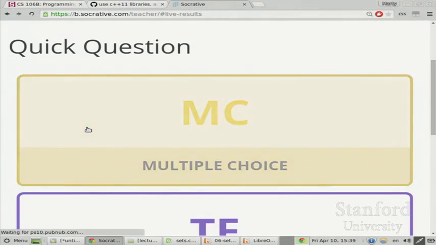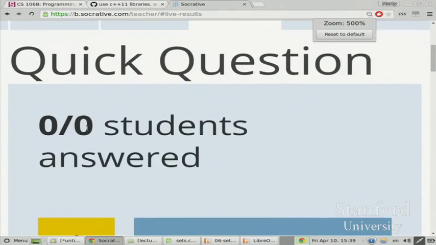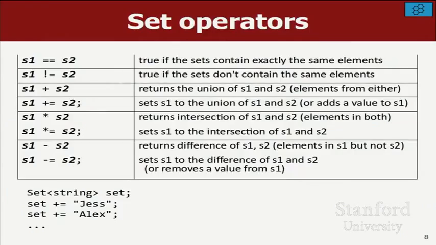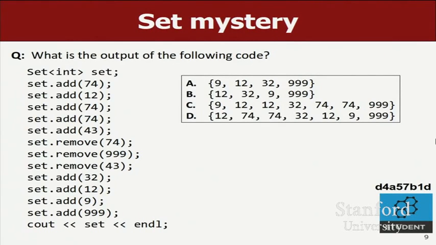Quick question, multiple choice. Here we go. So what's the question? Here's a piece of code where I declare a set. I add and remove some stuff. What do you think is in the set at the end? A, B, C, or D? Take a look. Talk to your partner if you like.